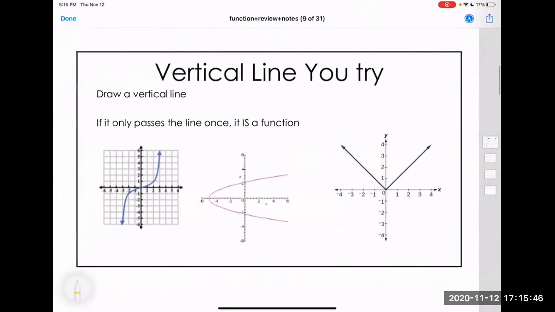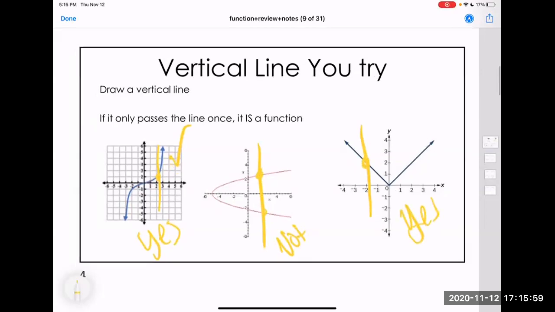Same thing for the next one. If it only passes once, it is a function. If it passes more than once, it's not a function. And then this one also only passes once.